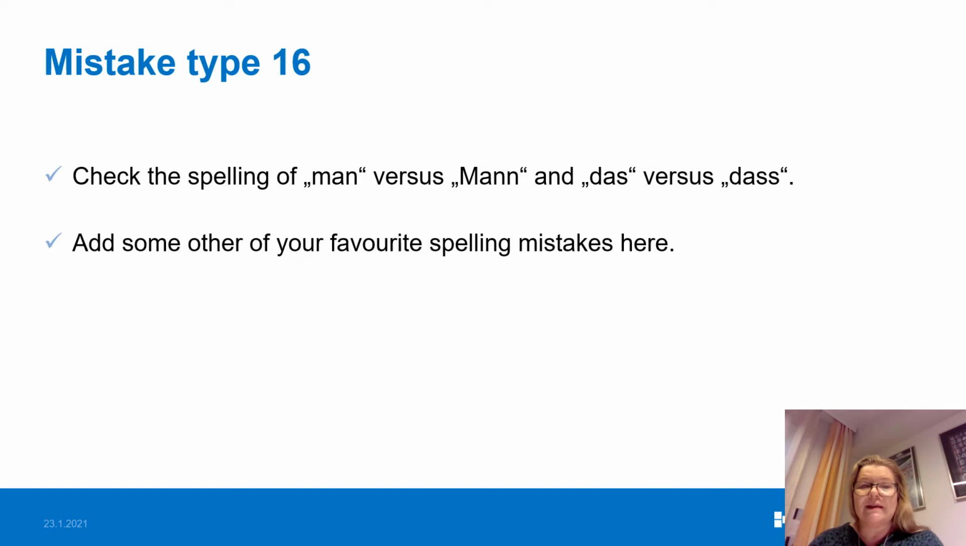Very typical mistakes in writing are spelling mistakes. So check the spelling of Mann, written with a small m, versus Mann with a capitalized M, and das versus dass with two S. So you can add here also some other of your favorite spelling mistakes because everyone has some own favorites usually.